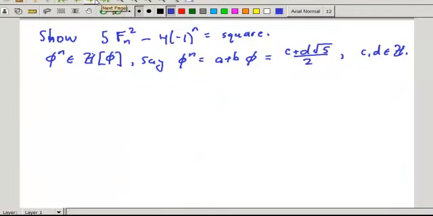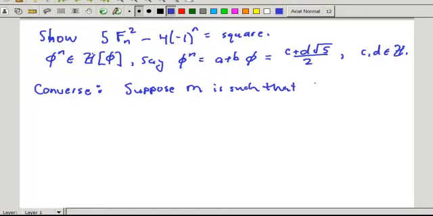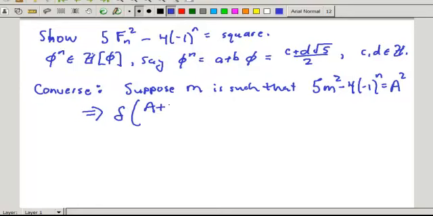Then for the converse, what do I want to do? I want to suppose that I'm given an integer m such that 5m squared plus or minus 4, something like this, equals a perfect square. Well, if that's true, that's going to imply that your delta applied to this type of object like this is going to equal plus or minus 1, which means this is a unit.